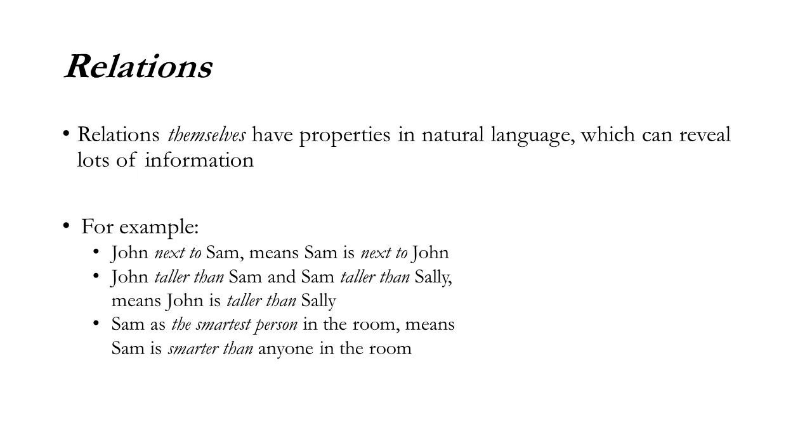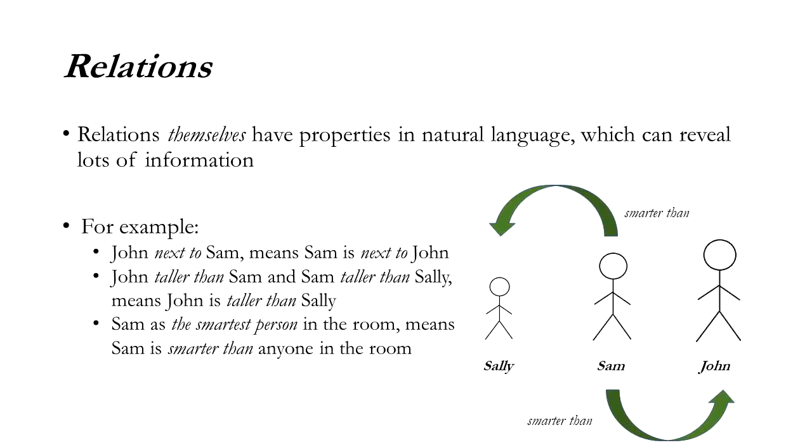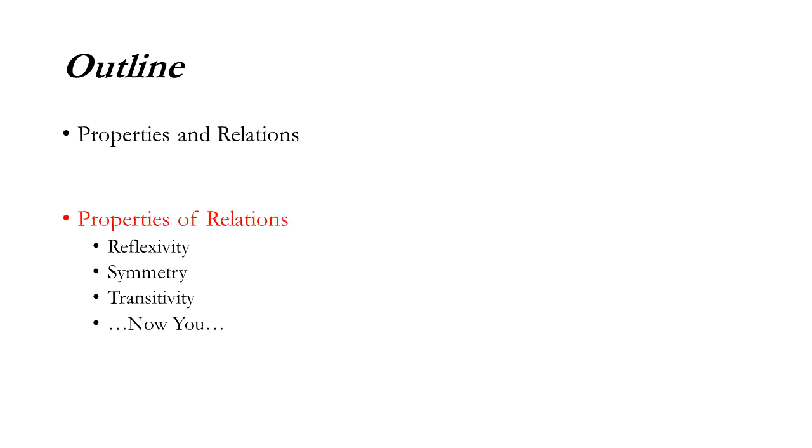Now, Sam is the smartest person in the room means Sam is smarter than anyone in the room, of course, excluding Sam himself. Here we have the culprits and the relationships borne out again by these green arrows. Now, we learn a lot. Like you can, in a sense, classify relations based on the properties they have, and several properties are common enough that it's worth naming them. We'll walk through some of these here.